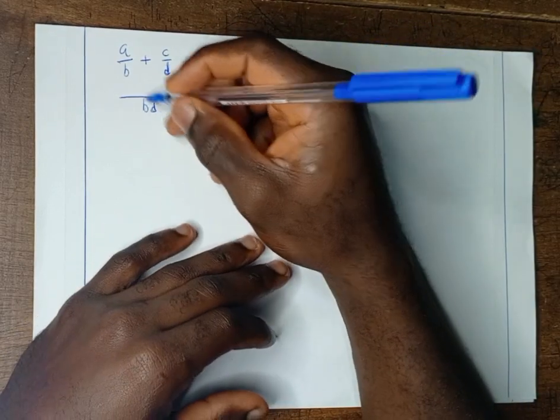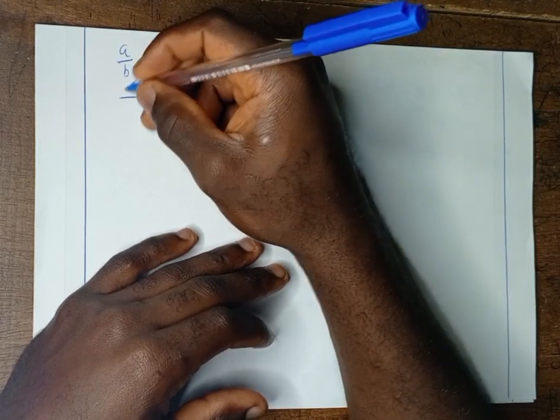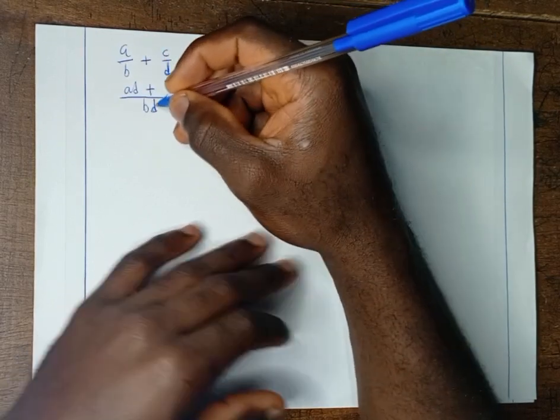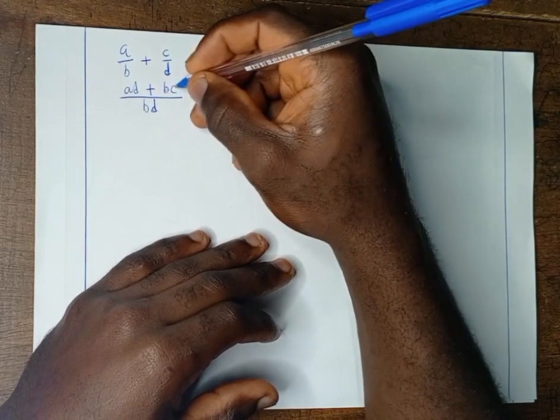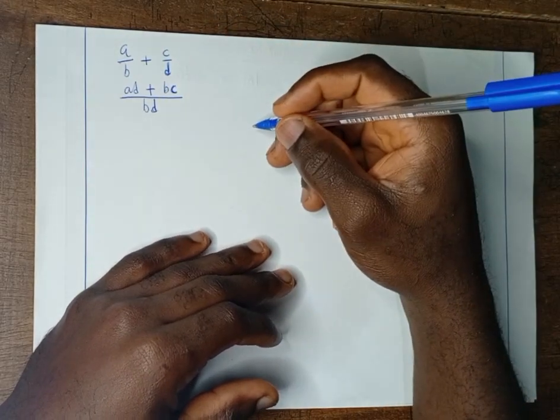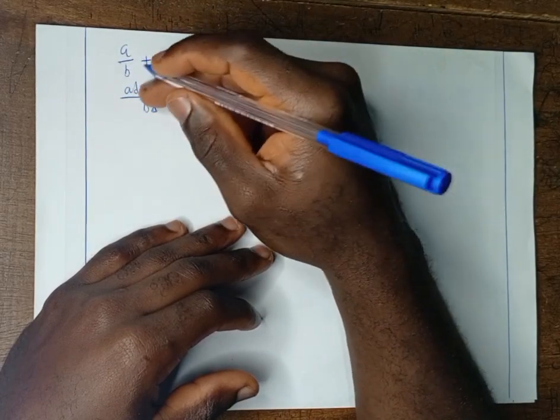We are going to divide bd by b, which gives us d. d times a gives us ad, plus bd divided by d gives us b. b times c gives us bc. So this will give us ad plus bc all over bd.